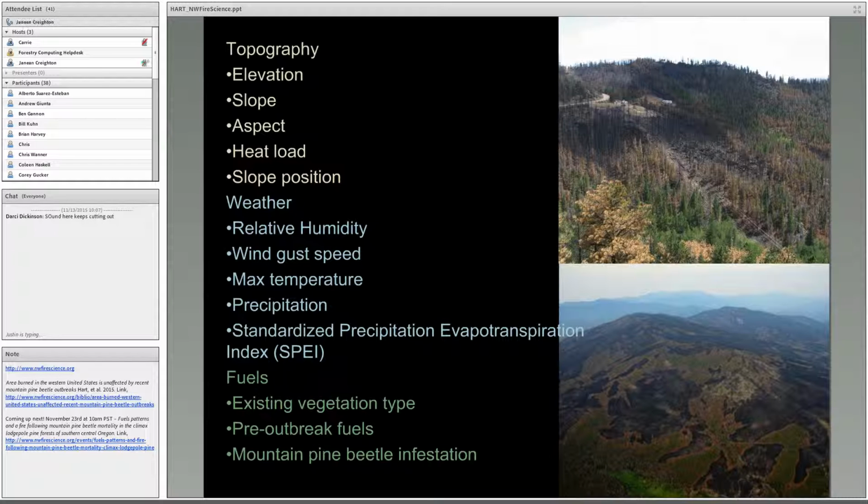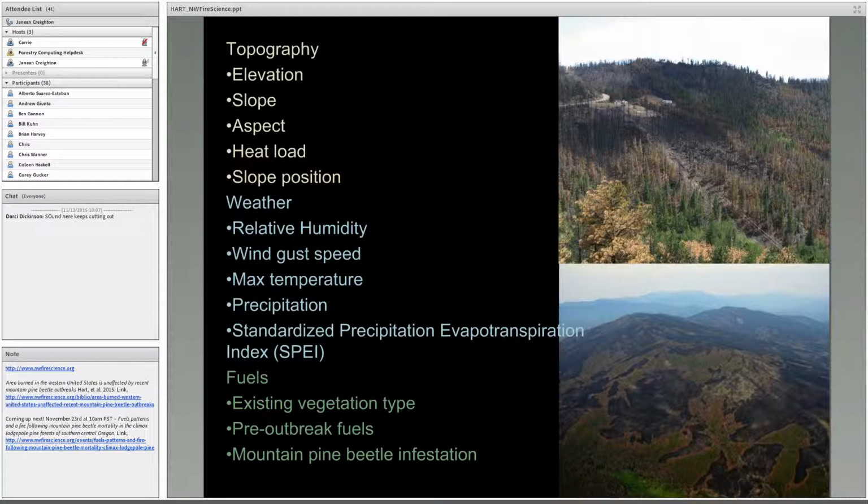I told you that landscape drivers of fire severity tend to vary with topography, weather, and fuels. To get data on fuels, I acquired existing vegetation type from the Landfire project, and pre-outbreak fuel data, also from the Landfire project. Here I acquired fuels data based on around the year 2000, so it's accounting for the fact that we haven't had mountain pine beetle infestation in that landscape yet. And then mountain pine beetle infestation data.